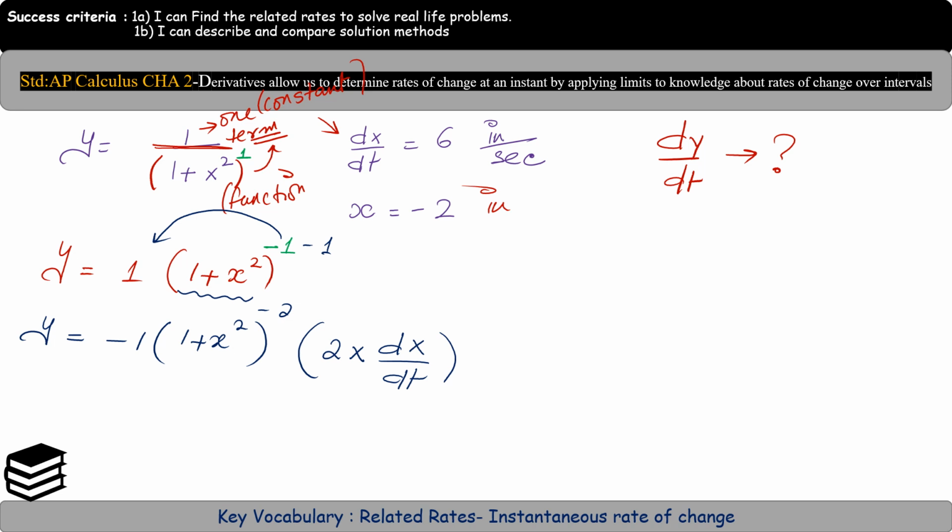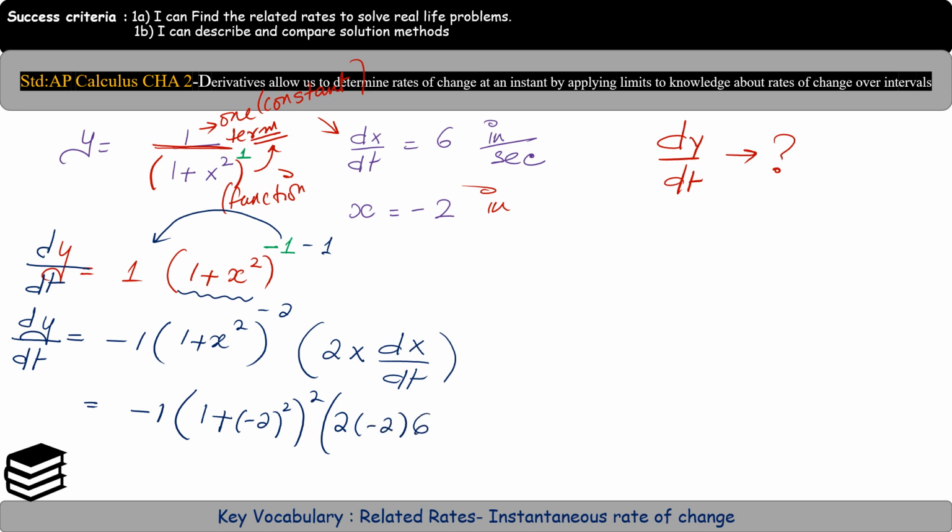So here I forgot to write the equation on the left hand side, that is dy by dt. So don't make the mistakes which I made here in front of you. So here 1 plus what is x? X is -2. So you will write (-2) square and then whole square. Then 2, the value of x is -2, and dx by dt is 6.